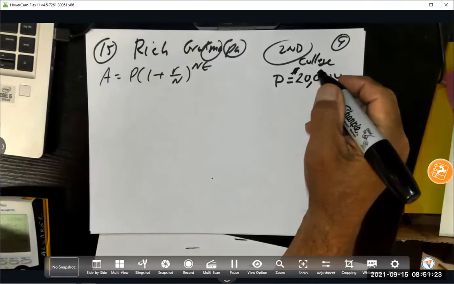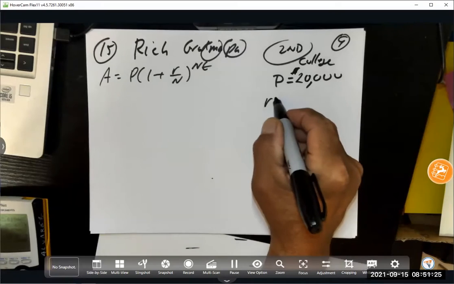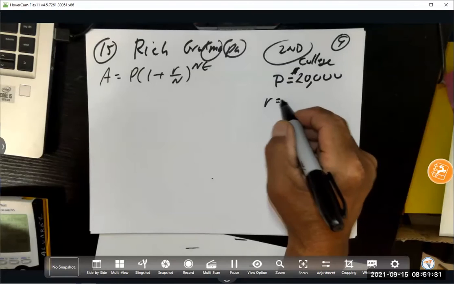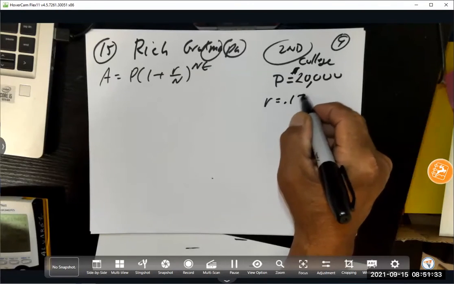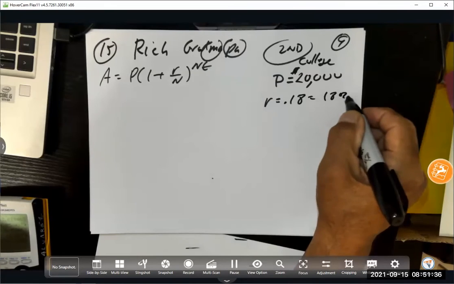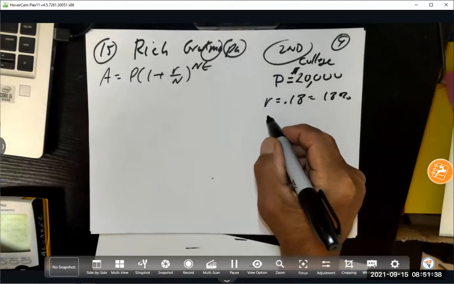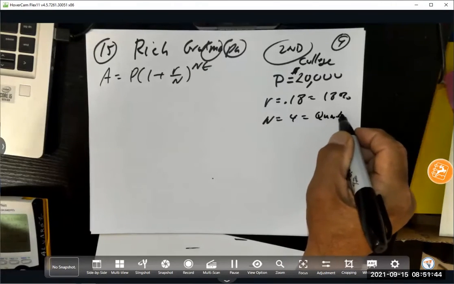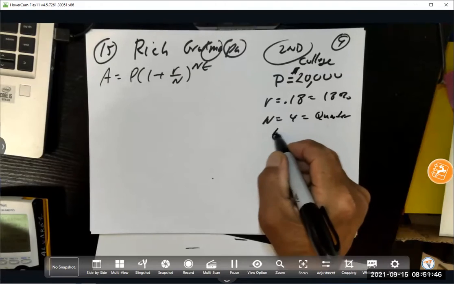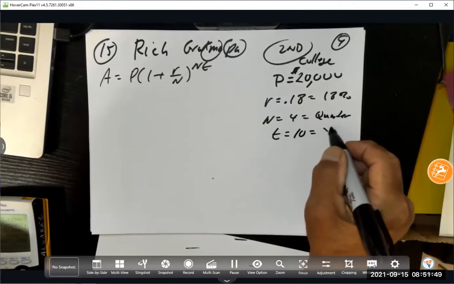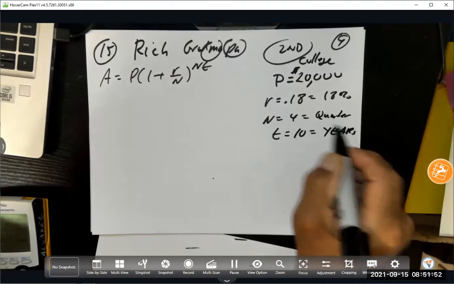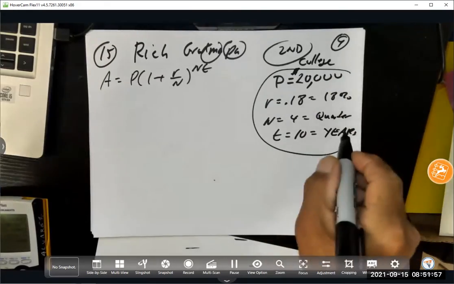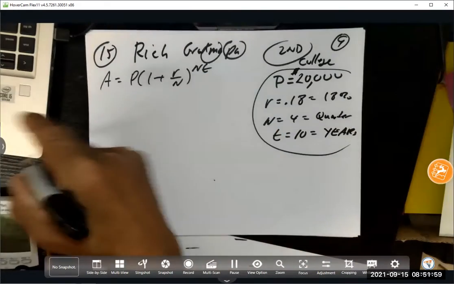All right, and their bank pays more than 5% because they have a better credit rating and stuff. So let's say their bank pays 18%. That's 18%. And they're still gonna do the same thing. They're still gonna leave it in there where it says 4 quarterly. Means every 4 times a year they can put money in that account, and they're gonna leave it for the same time, 10 years. So they get the same thing except interest is different and the amount is different.